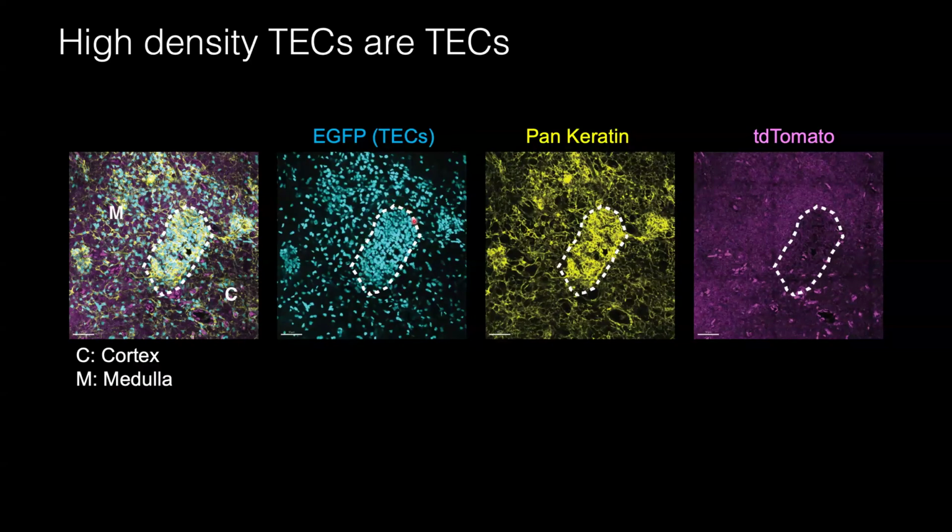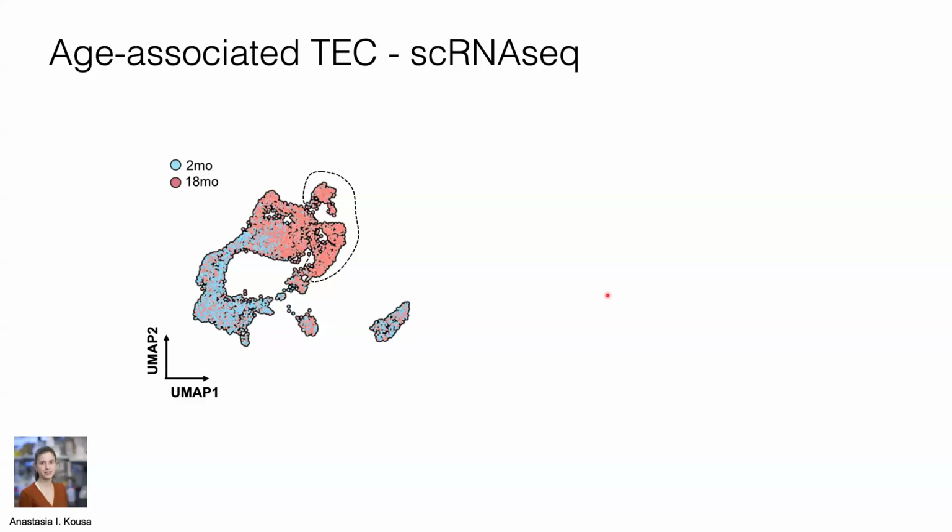demarcated one of these high density TEC regions here, and shows very nicely that it stains with a pan-keratin antibody. Keratin is an intermediate filament and is a key characteristic of all epithelial cells. She also went on to show they do not label with markers of fibroblasts or endothelial cells, other stromal cells in the thymus. And so they were clearly establishing them as an epithelial cell type in the thymus.